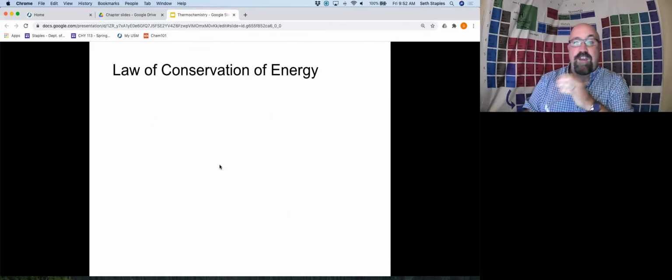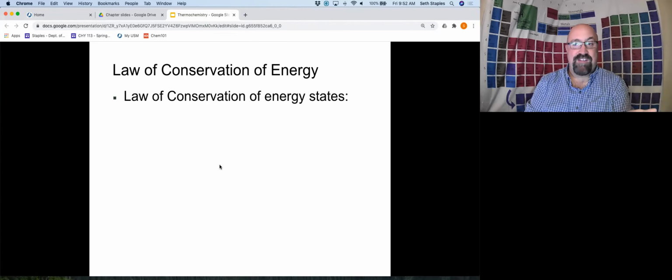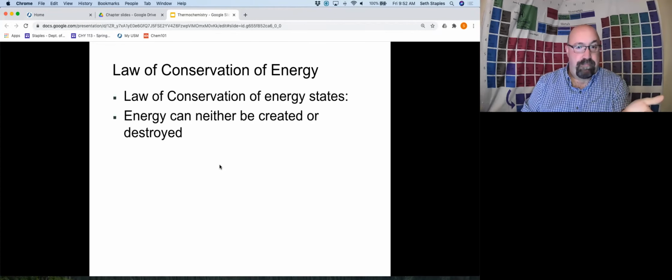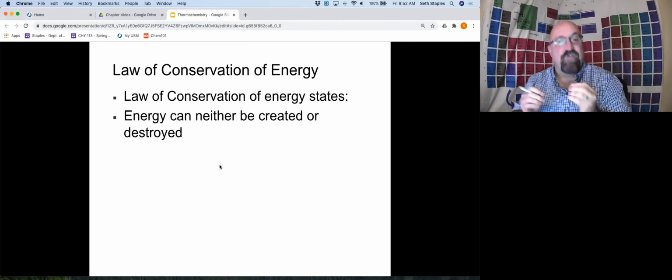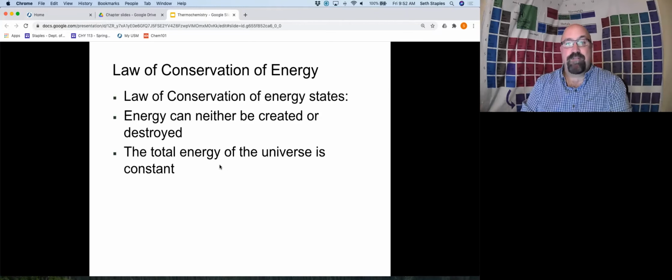The law of conservation of energy is going to be the backbone of a lot of the calculations that we do in this unit. Similar to the law of conservation of mass, remember the law of conservation of mass stated that matter cannot be created or destroyed. The law of conservation of energy says the same thing, but in terms of energy: energy cannot be created or destroyed. The total energy of the universe is completely constant.